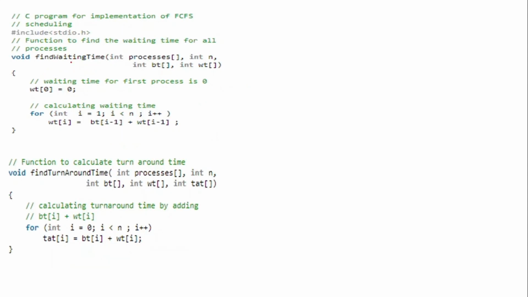So the find waiting time function is here. This function is calculating the waiting time of all the processes. As we have already seen, the waiting time of the first process would be 0, so accordingly we have initialized the waiting time of the first process as 0. Now we need to calculate the waiting time of the other processes. In this case the value of i will start from 1, because for the 0th process the waiting time is already 0, calculated here. So we will start i from 1.